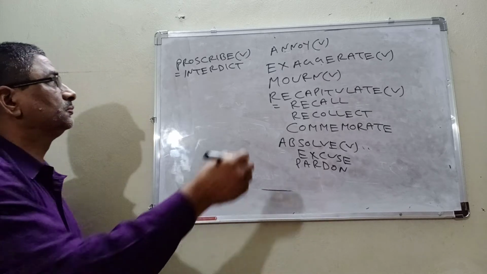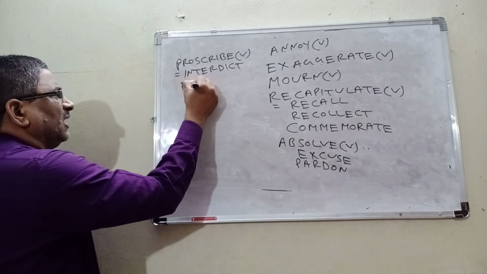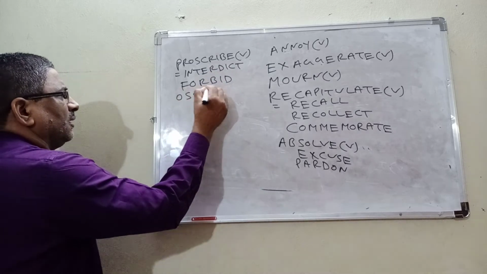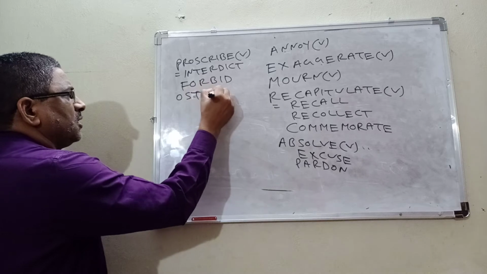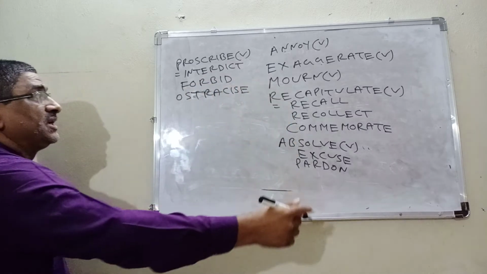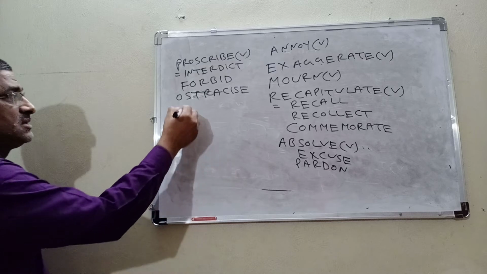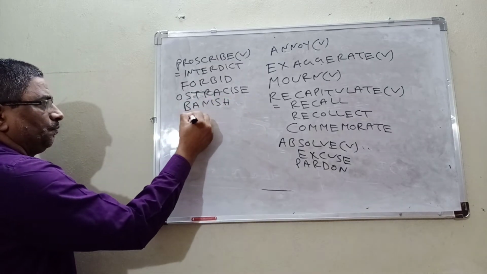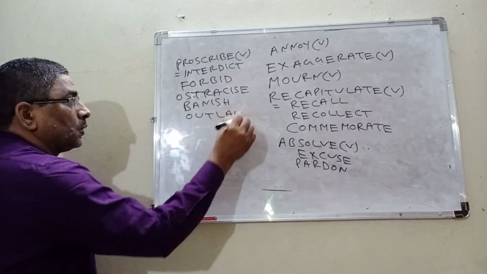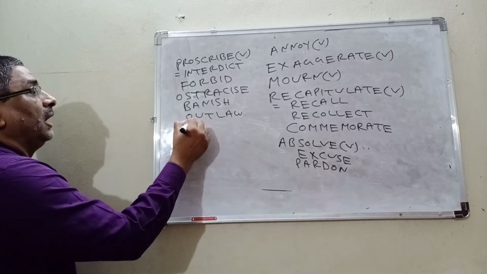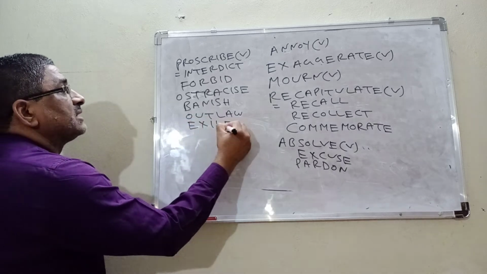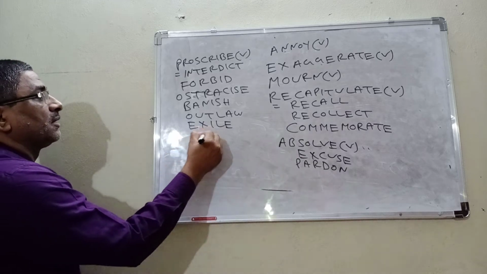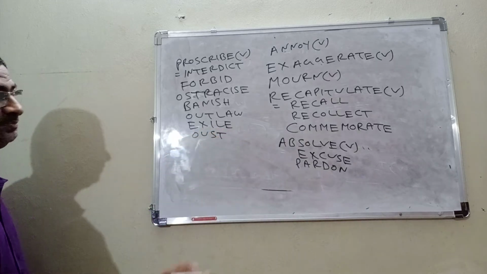I-N-T-E-R-D-I-C-T, interdict. Forbid. Ostracize, wonderful word. O-S-T-R-A-C-I-Z-E, ostracize. I can write another synonym, banish. Another word I can write here, outlaw. He was outlawed. Another wonderful synonym you can write here, exile. The person was totally exiled from the community. I can write another synonym, oust.